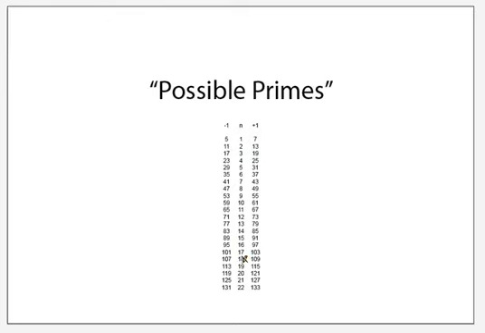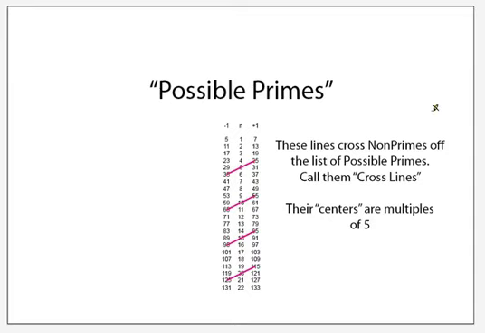That's true all the way down. This goes on infinitely. It just keeps going on and on and on. And it's very structured, which is interesting. And what you can do with this list this way now is cross out all the numbers that are non-primes.